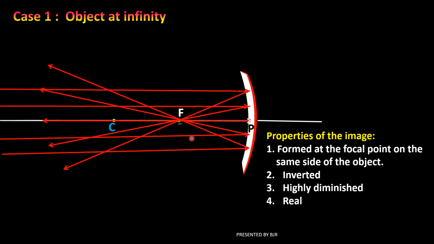Okay, and observe carefully, this image is the inverted image. Okay, so the image is inverted, highly diminished. Highly diminished means the size of the tree is too big to compare with its image here. The small image has been formed, hence it is highly diminished, meaning very small in size. And real image, that means if you place a screen here, you can get that image on the screen. Okay, so these are the properties of the image when the object is placed at infinity.